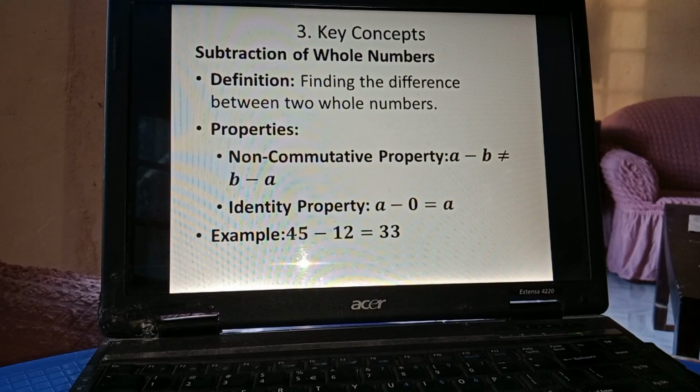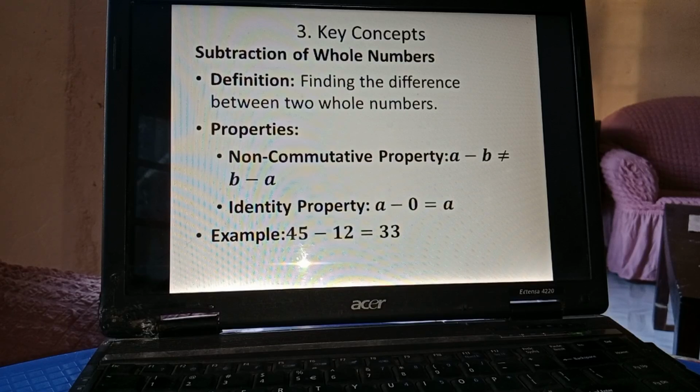Subtraction of whole numbers. Subtraction means finding the difference between two whole numbers. All right? Properties, there are two. Non-commutative property. That is, A minus B is not equal to B minus A. For example, 5 minus 1 is 4. But 1 minus 5 is negative 4. You see, they are not equal. All right?